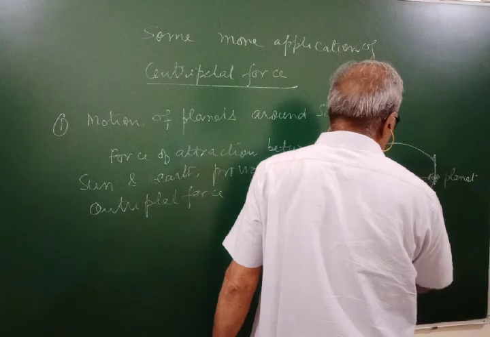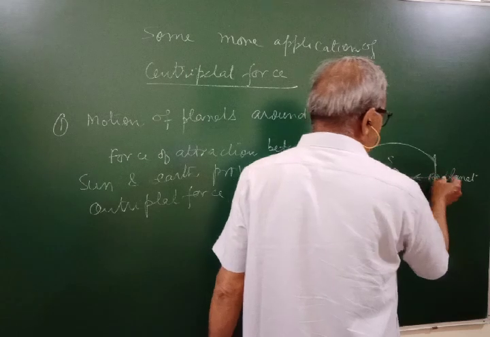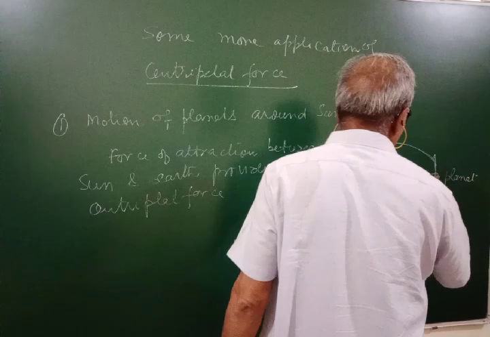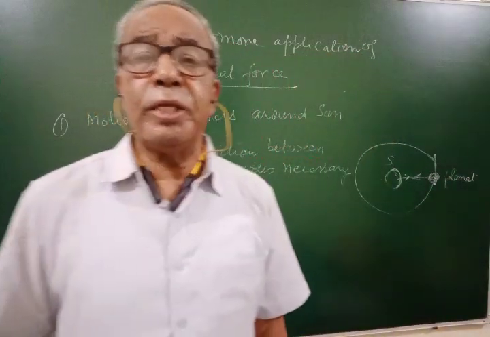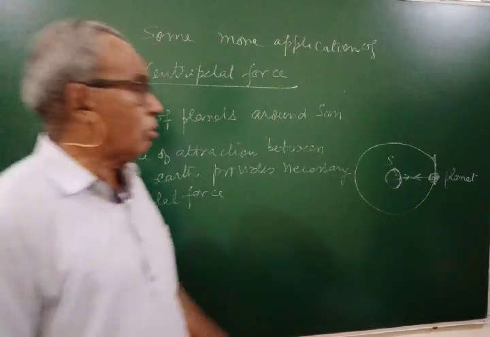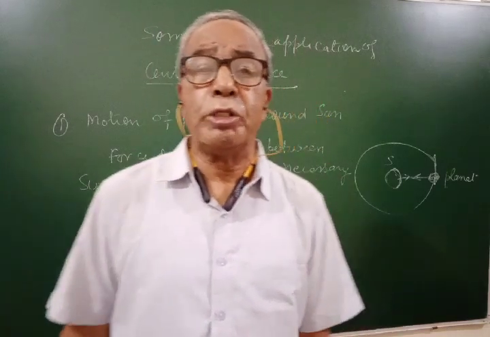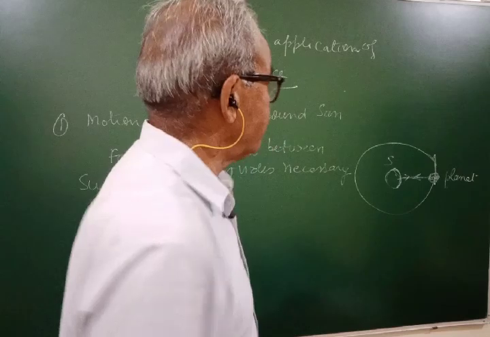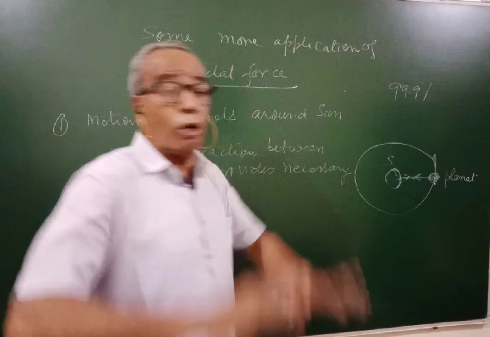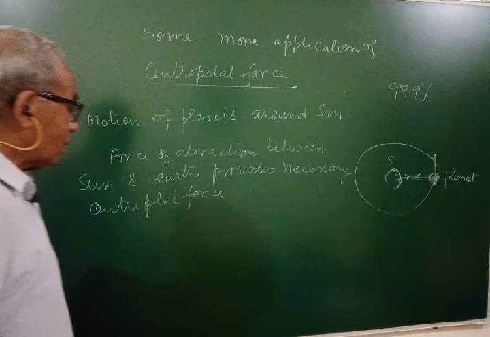Actually, the planet and sun both attract each other. The attraction of the sun on the planet provides centripetal force, and the same force is applied by the planet on the sun. But then you can ask why the sun does not move. Actually, the sun is very massive in comparison to the planets. Nearly 99%, more than 99% of the mass of the solar system lies in the sun itself. So this is one example.